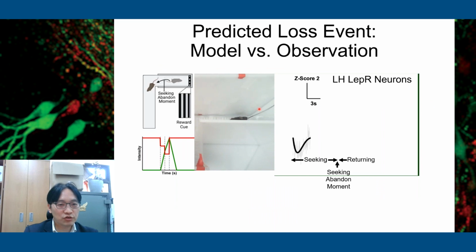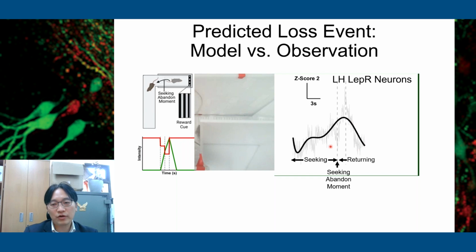This mouse is searching for the food. The food used to be here, but not anymore this time. So it reaches for it, there should be food, where's the food? Oh, forget it, there's no food. So when the mouse stops reaching for the food, this neuron goes down at that time.